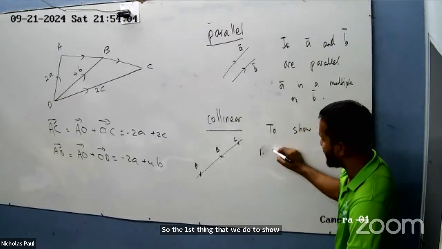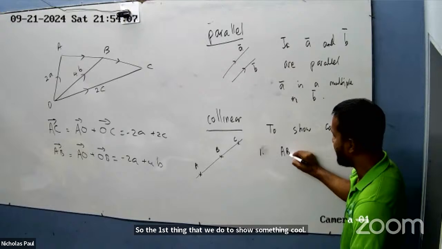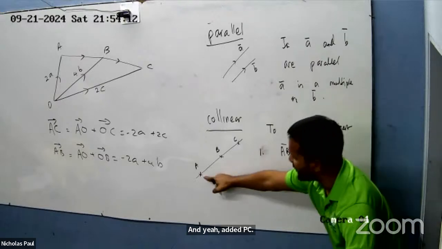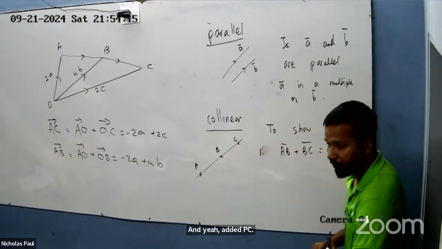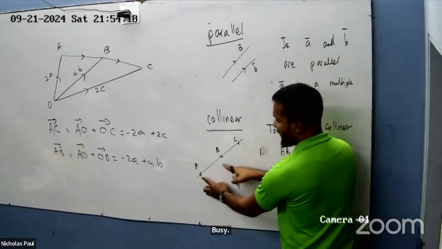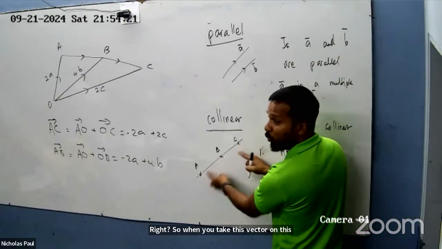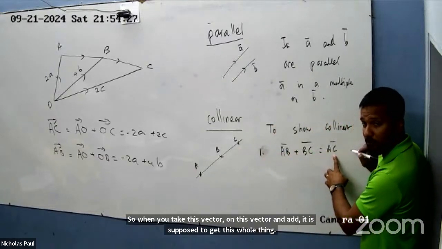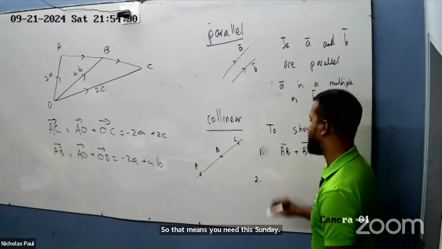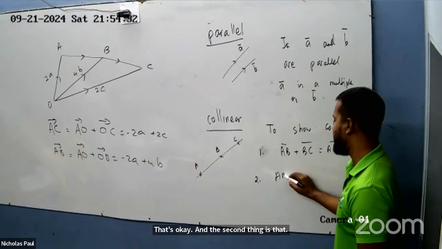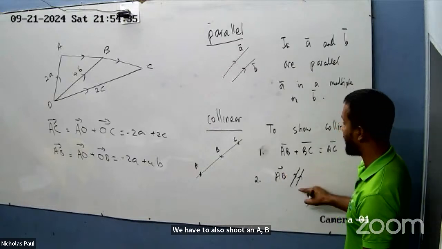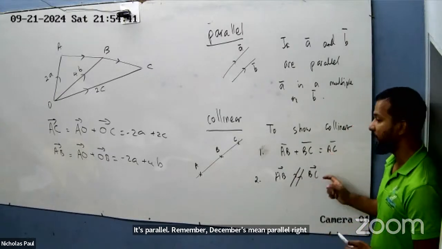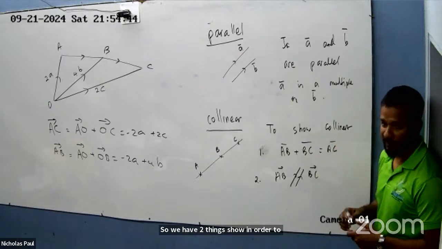we have to show that when you take AB and you add it to BC, when you add these two, you're supposed to get AC. Right? So when you take this vector and add it, you're supposed to get the whole thing. So that means you need this, and this. That's okay? And the second thing is that we have to also show that AB is parallel, remember, these symbols mean parallel, right? To BC. So we have two things to show in order to prove something collinear.